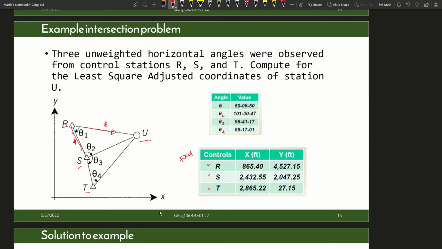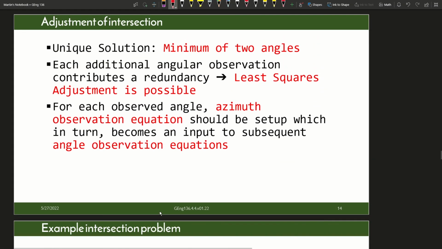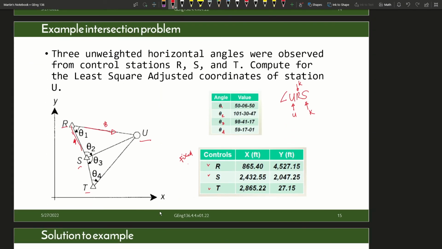Okay, so the observation equation. Most likely, but let me write the angle, for example. That is angle URS. Station U is unknown. Station R is known. And station S is known. Okay? So if you look at this one, station U is your backsight, station R is your instrument, and station S is your foresight.